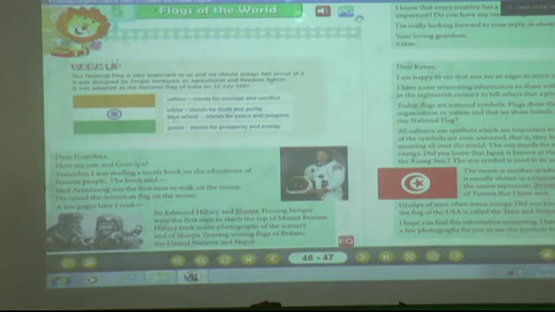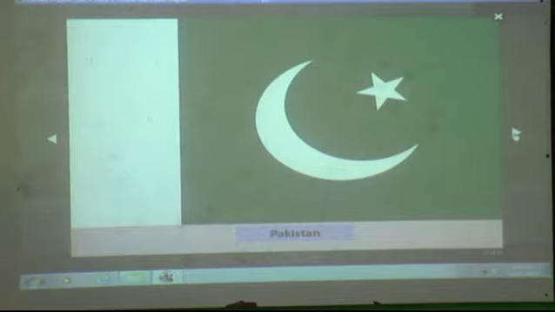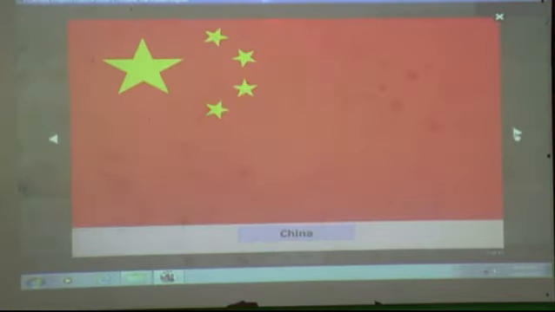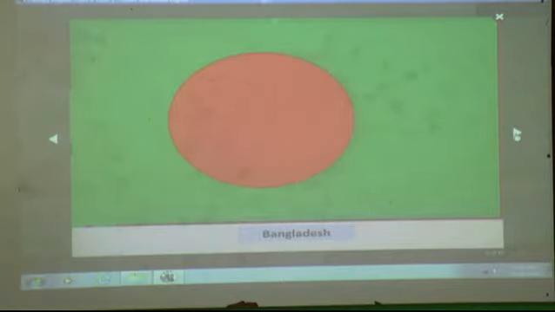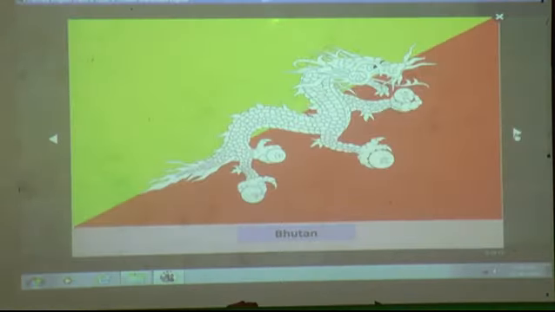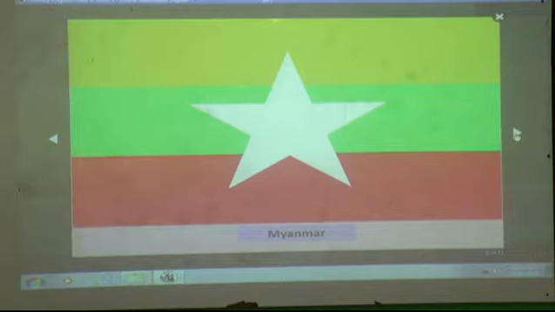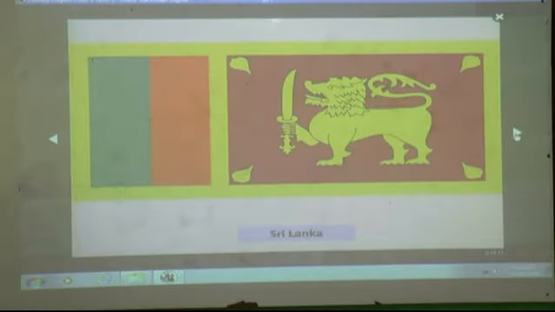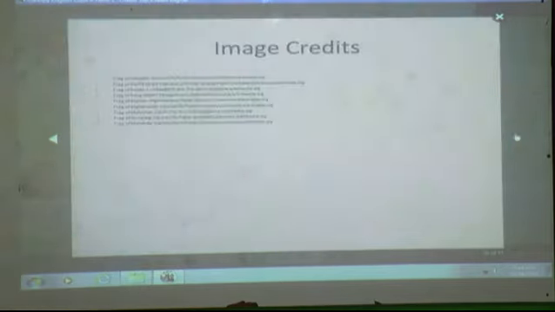Now I will show you more flags of different countries. Flags of India's neighboring countries. Are you excited to see? Yes. This is the flag of Pakistan. This is the flag of China. Nepal. This we have learnt in our book. Bangladesh. Flag of Bangladesh. This is a flag of Bhutan. You can see a scorpion over here. It's a flag of Afghanistan. This is a flag of Myanmar. This is a flag of Sri Lanka. This is a flag of Maldives.